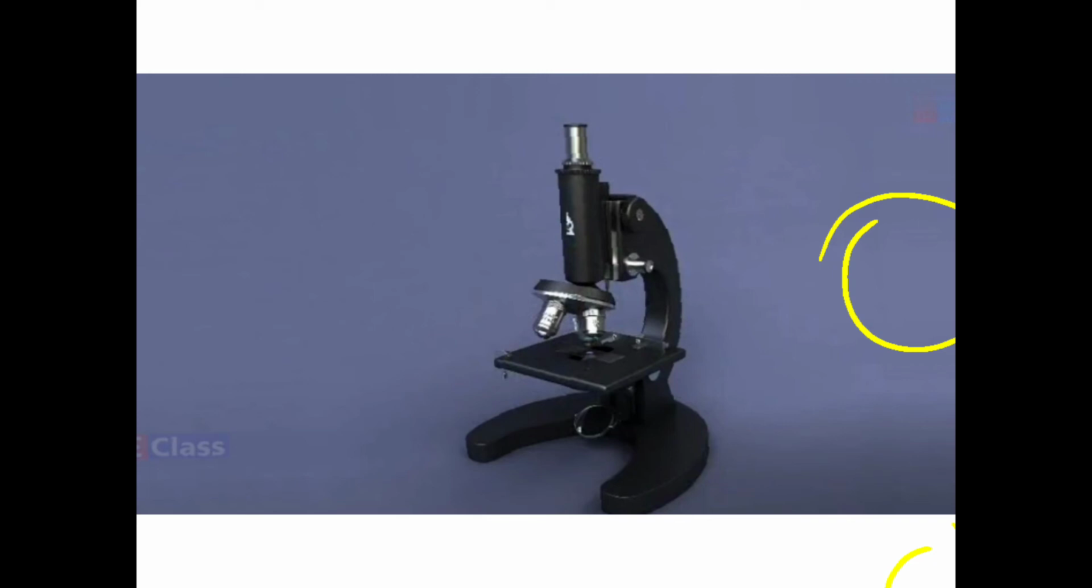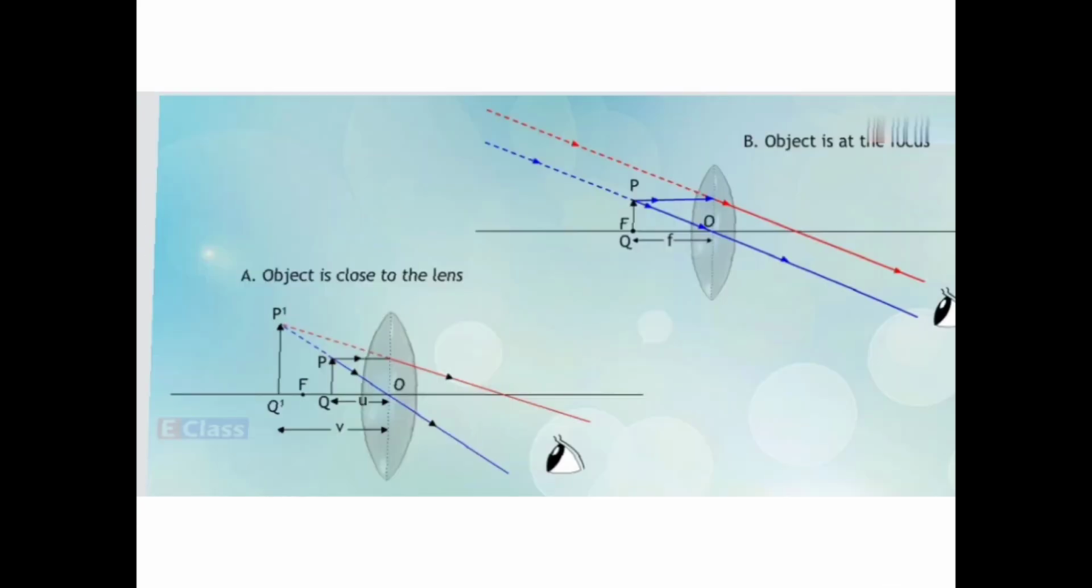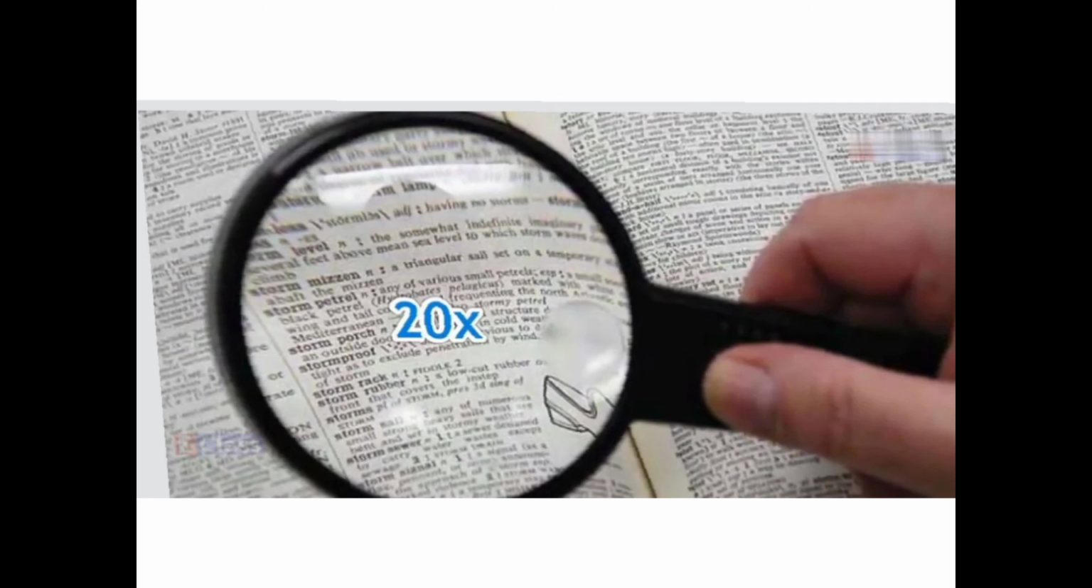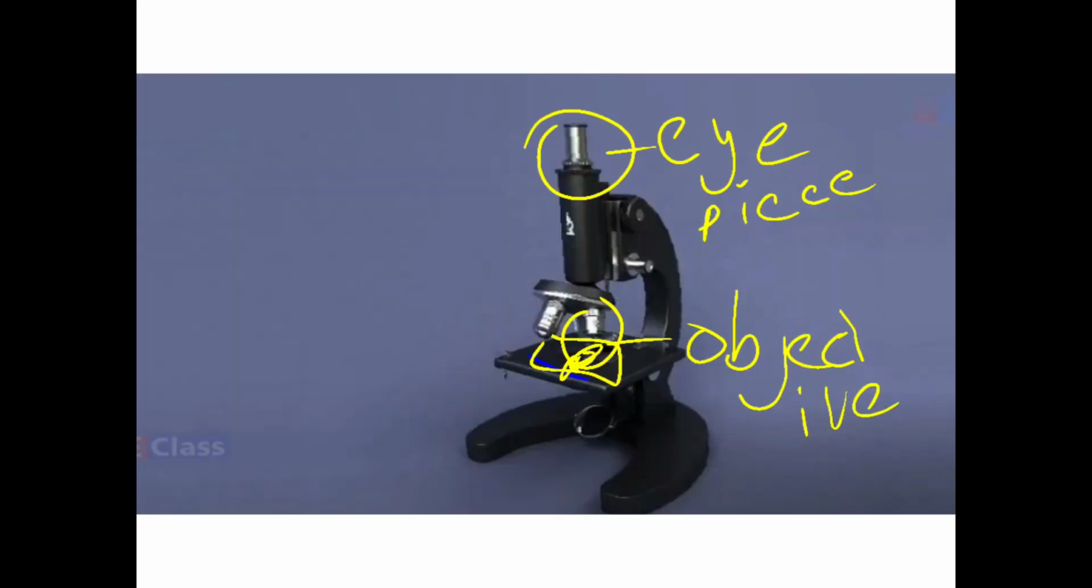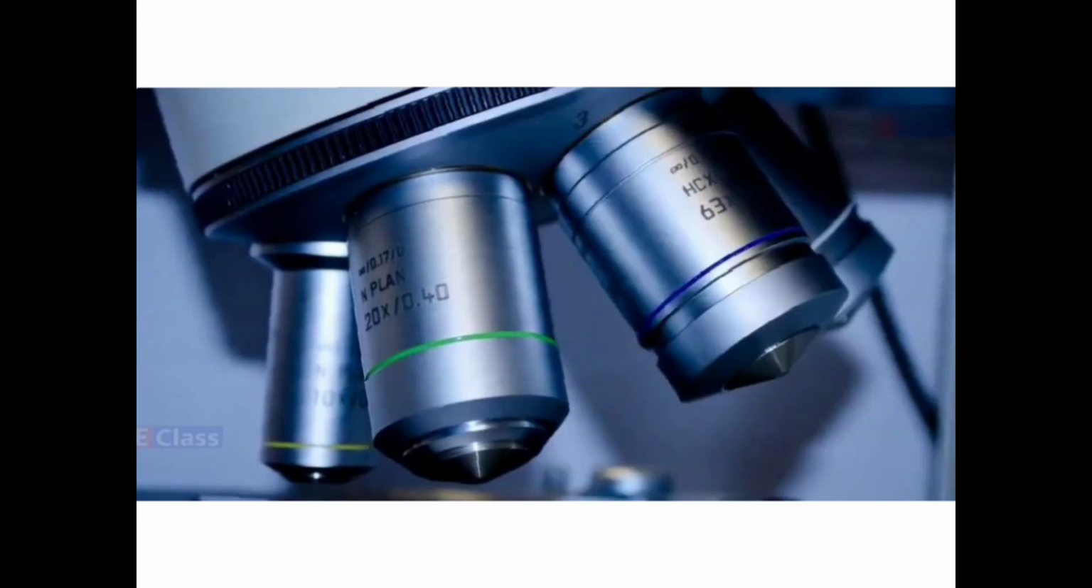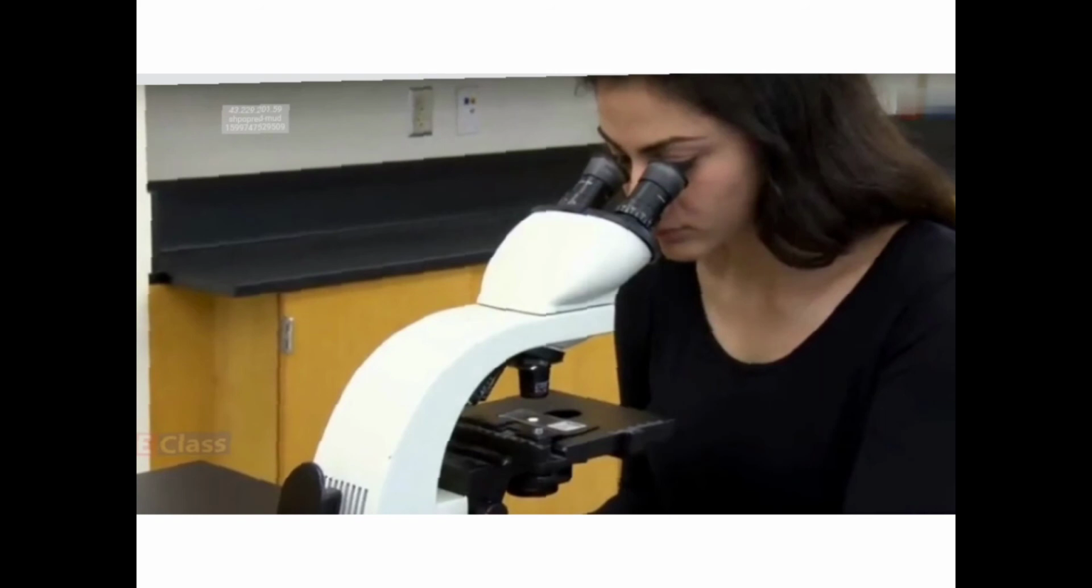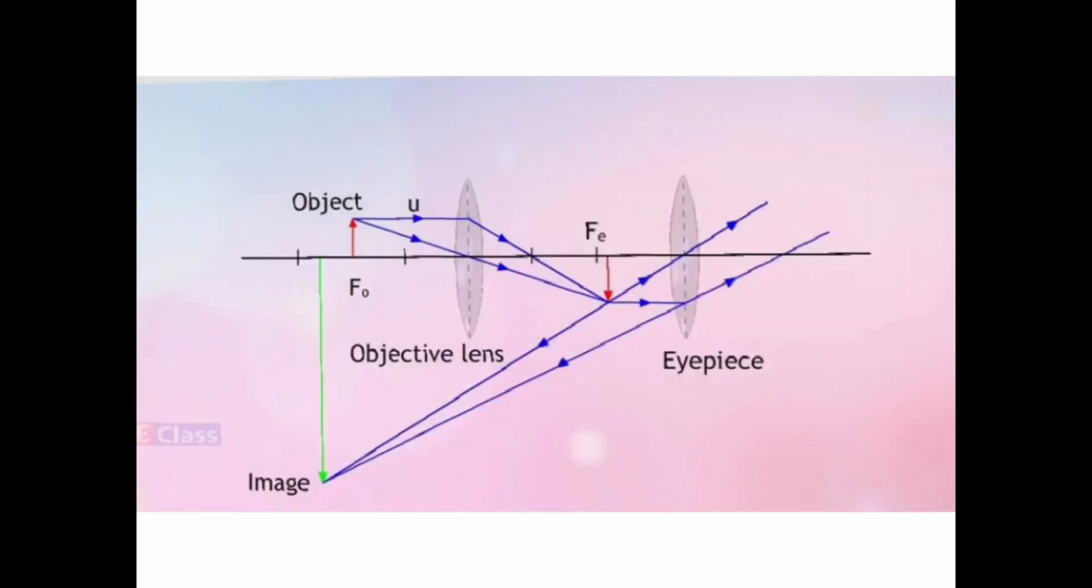Now we are using the combination of these, children, to get the higher magnification. What was there in the simple microscope? If you observe, there was only one lens. But I'll just share with you the ray diagram of the compound microscope. Just observe this ray diagram. This is the objective, and here you have the eyepiece, through which you observe.